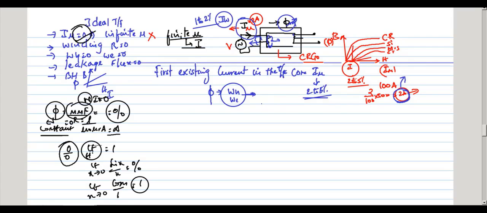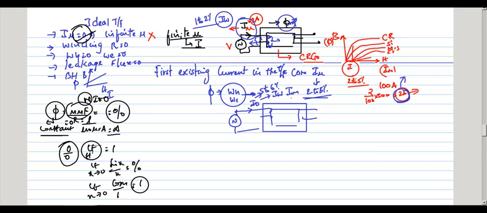So if you give the supply voltage here under no load, it takes a no load current of only 5 to 6% of the full load current. It consists of two components of the current: iron loss component and magnetizing component. The magnetizing component of current produces the flux in the transformer core, and the iron loss component produces the core loss in the transformer core.